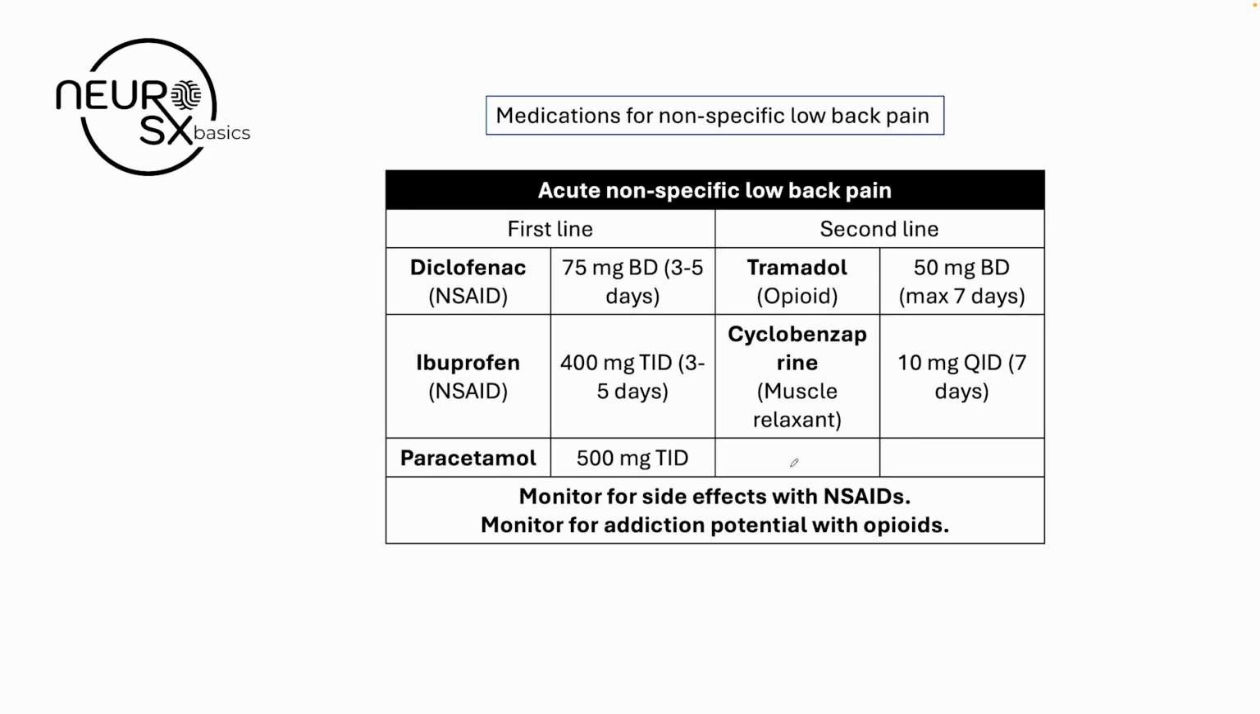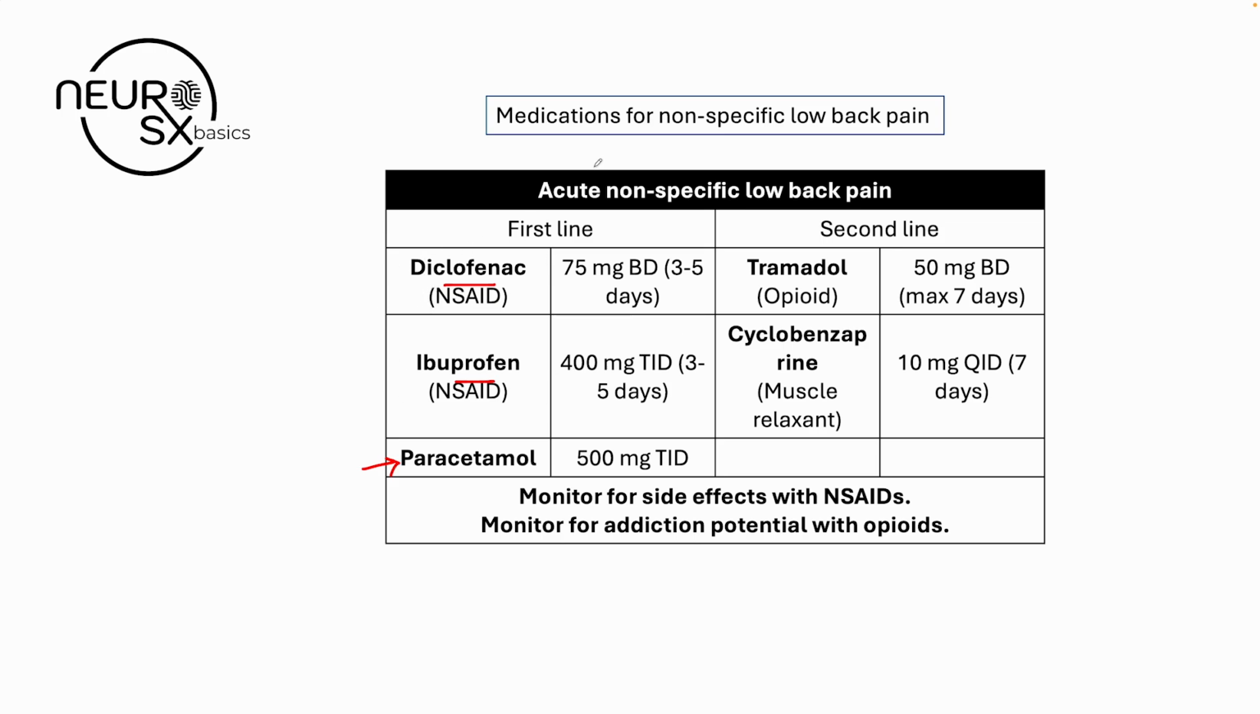Right. Finally, coming to the different medications. I know that this is what we're really interested in, but remember, medications should be the last line of treatment for back pain. Now, for patients with acute non-specific low back pain, the first line drugs are NSAIDs, right? Diclofenac and ibuprofen. Doses are mentioned here. Paracetamol is again not very effective, but can be considered for patients who we cannot give NSAIDs.